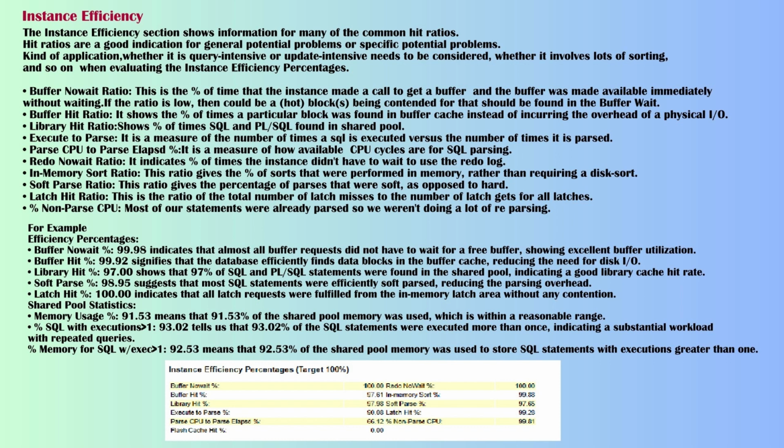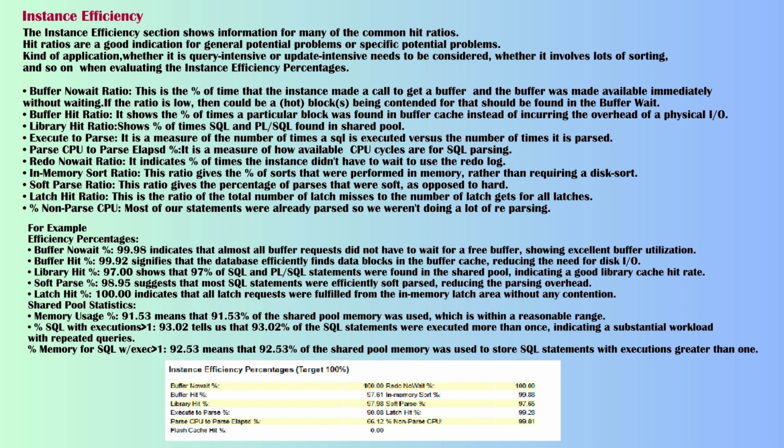Library hit ratio. This ratio, also known as the library cache hit ratio, gives the percentage of pin requests that result in pin hits. A pin hit occurs when the SQL or PL/SQL code to be executed is already in the library cache and is valid to execute. It shows the percent of times SQL and PL/SQL were found in the shared pool. If the library hit ratio is low, it could be an indication of a small shared pool.